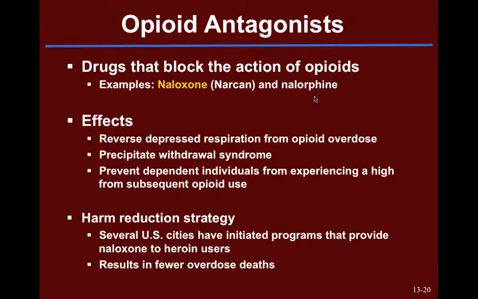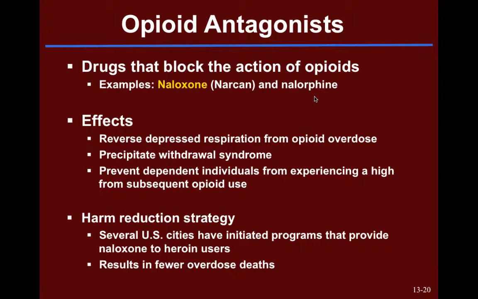Now, an opioid antagonist is a drug that blocks the action of opioids. These include naloxone, more commonly known as Narcan, and nalorphine. Basically, when someone is in danger of dying from an opioid overdose, what we're typically looking at is severely depressed respiration. So the person's on the verge of not breathing anymore because of the severely depressing effects on their respiratory system. So if a person receives an opioid antagonist at this time, it can cause an abrupt withdrawal syndrome, and it blocks the continued effects of that opioid.